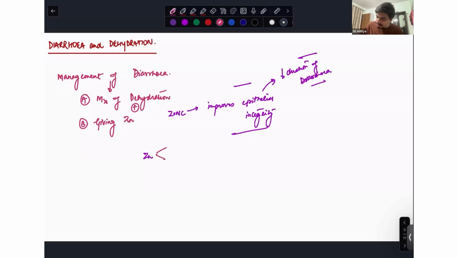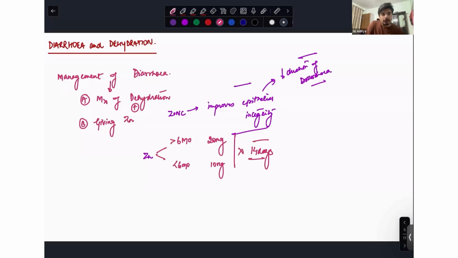Now, zinc, the dose for children who are more than 6 months is 20 mg, while those who are less than 6 months, the dose is 10 mg. And it's given for 14 days in both.